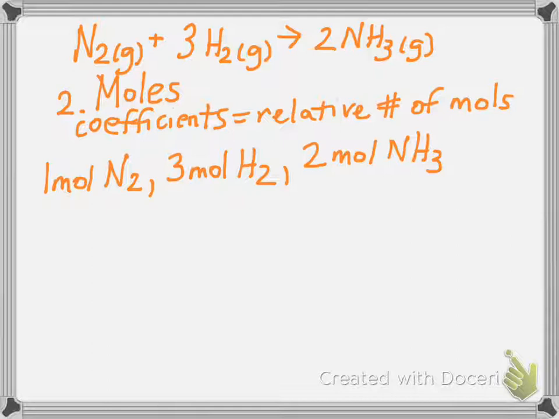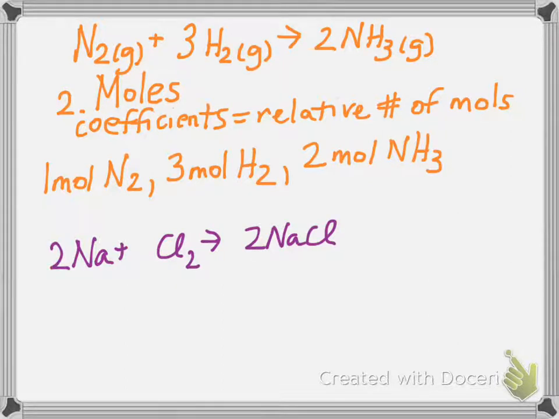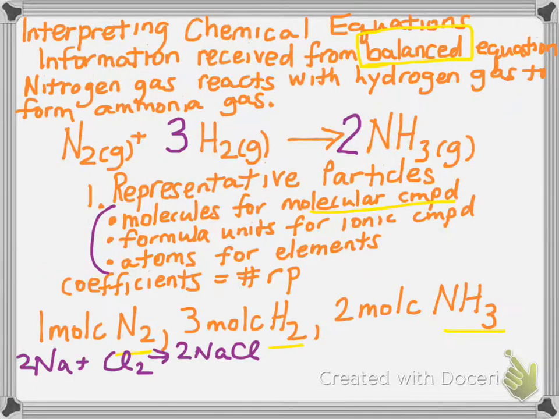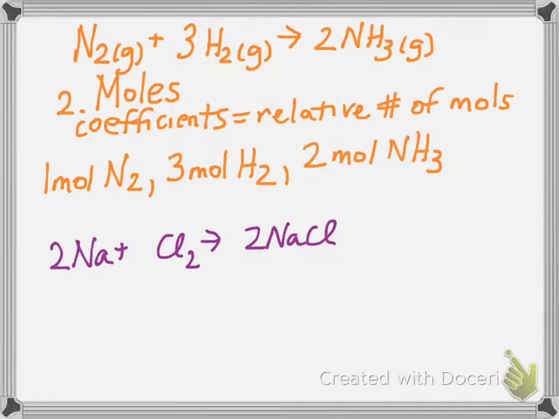Again, if I just look at that other one we talked about, then interpreting this one, I would have 2 moles of sodium because the coefficient is 2. 1 mole of chlorine because the coefficient is 1 produces 2 moles of sodium chloride because the coefficient is 2. So notice that for both representative particles and moles, it's our coefficients that tell us the relative numbers, whether that's a representative particle or whether we're talking about moles.